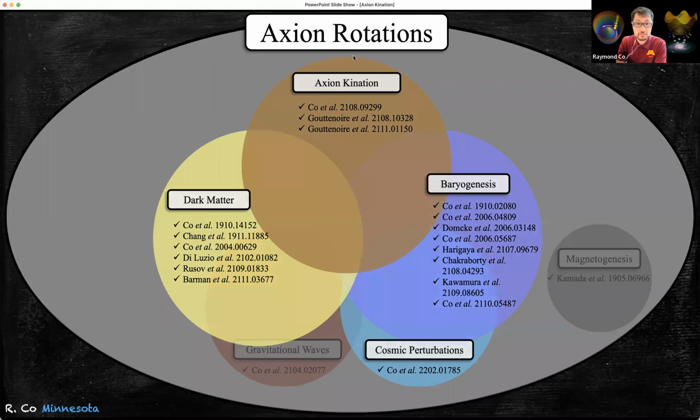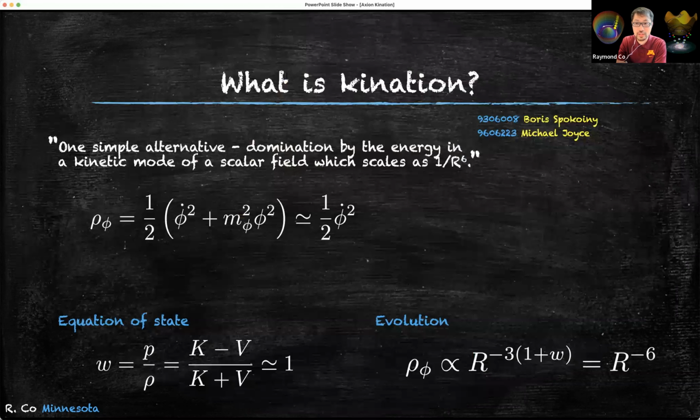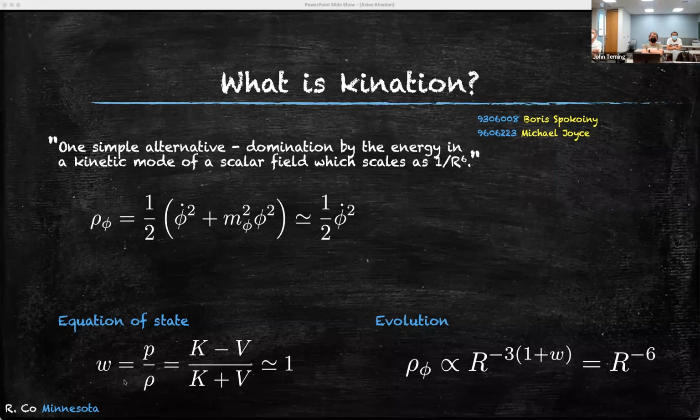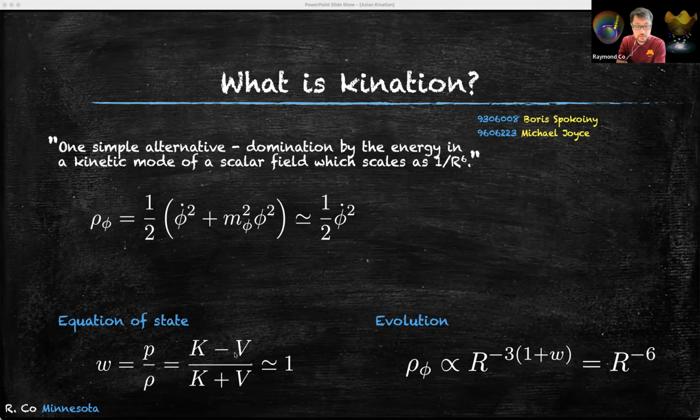Okay, so let me first explain what axion kination is. But to begin with, I need to talk about what kination actually is in general. Kination is a period of cosmological evolution such that the total energy density of the universe is dominated by a scalar field, and in particular, by the kinetic term of the scalar field. If you look at the equation of state, w, for a scalar field, it is given by (K minus V) over (K plus V), the kinetic and potential terms respectively. If it is dominated by the kinetic term, then w would be 1.